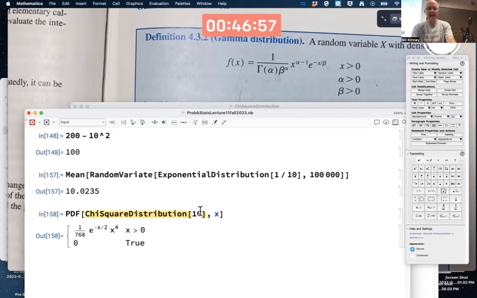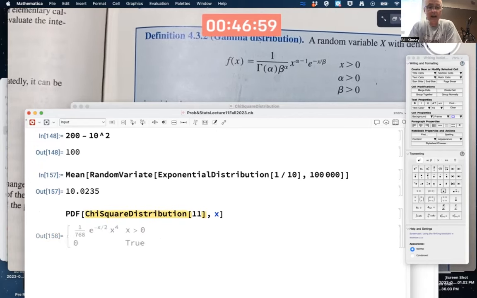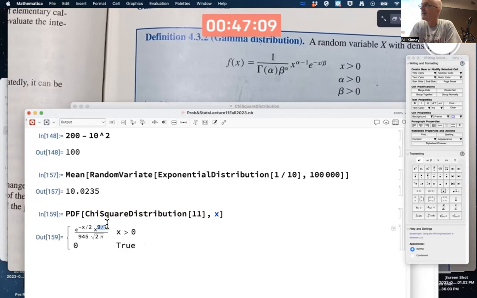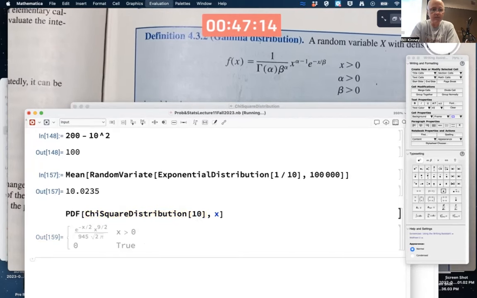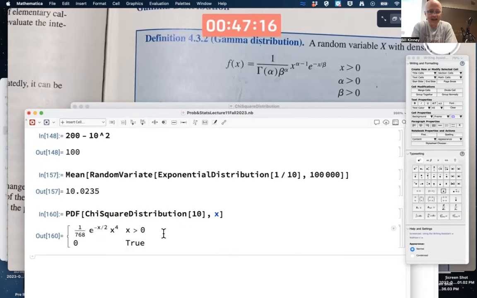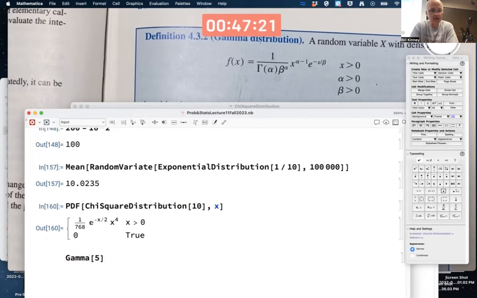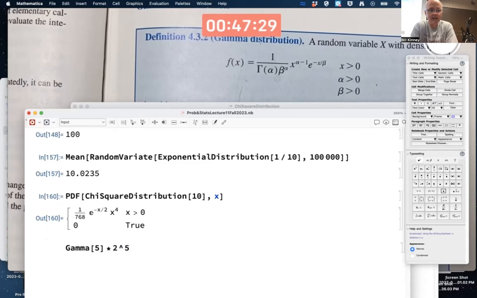If I pick gamma to be an odd number, then alpha would not be a whole number. Look, you've got a 9/2 power there. That's okay. I'll go back to 10 though. And capital gamma of, what's the alpha? It's 5. That's 4 factorial, 24, times 2 to the alpha power, which is 5 again. This should be 768. Yay.